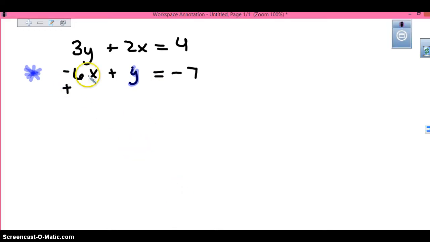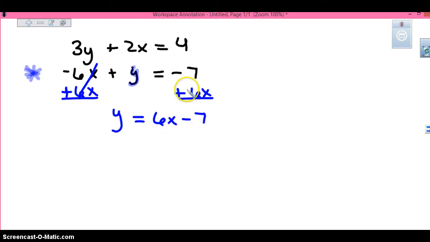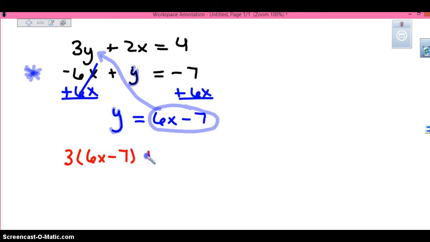You can actually add 6x to both sides. This means y equals 6x minus 7. Now that I have my variable by itself, the y, I can substitute what it equals into the first equation. I'm going to substitute into the first equation and say 3 times 6x minus 7 plus 2x equal to 4.